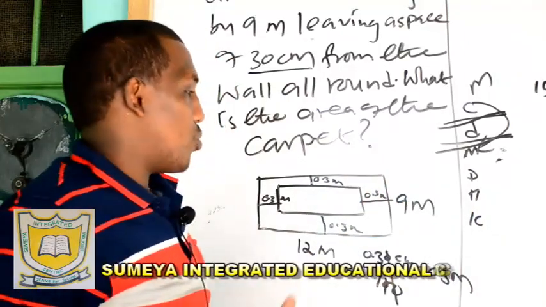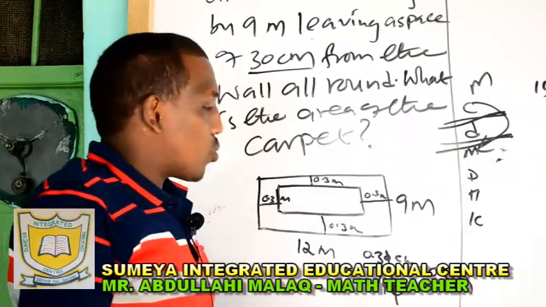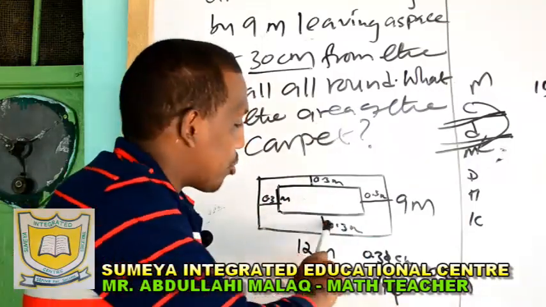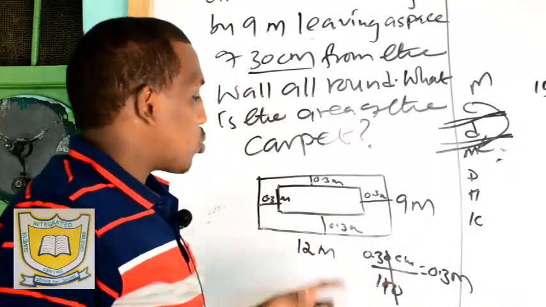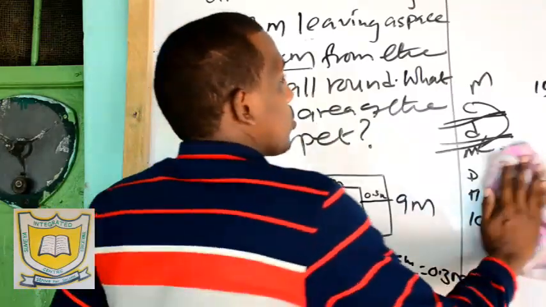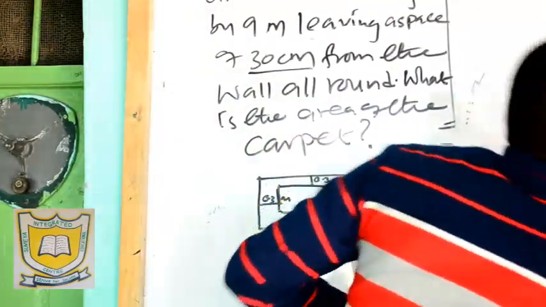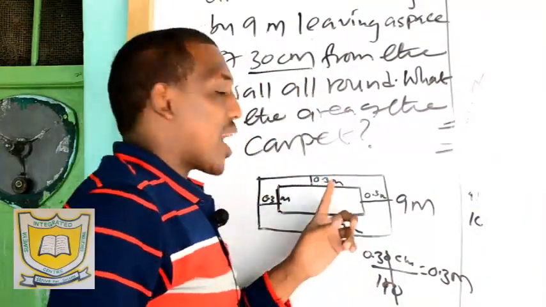So now what we do, they said, what is the area of the carpet. They only want the area of this carpet. To get the area of the carpet, we must get the length of the carpet, and we also must get the width of this carpet. So how do we get the length of this carpet? To get the length of the carpet, we add the two margins.